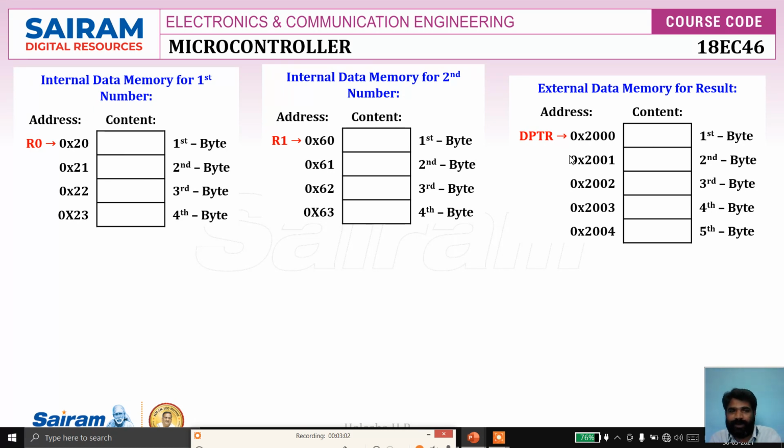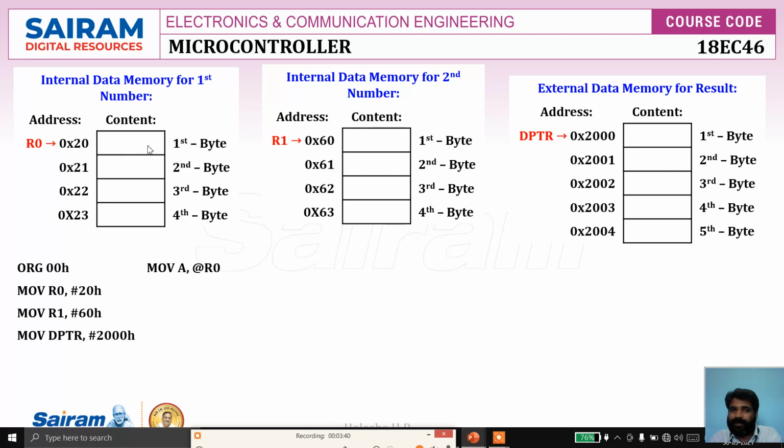First we should do initialization. Start with MOV R0, #20H. That means we configure R0 to point to the start address of number 1. Then MOV R1, #60H. So 60H is copied to R1, which means R1 points to the start address of number 2. Similarly, MOV DPTR, #2000. That means DPTR is pointing to the location 2000, the start address of the result. So this initialization is over.